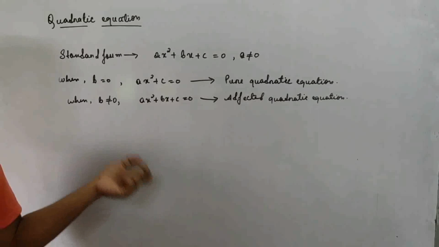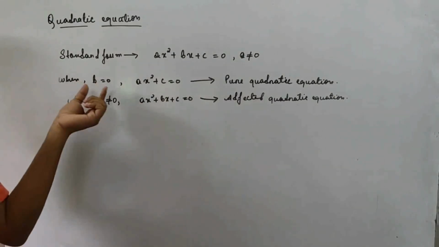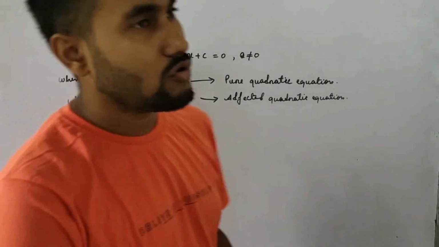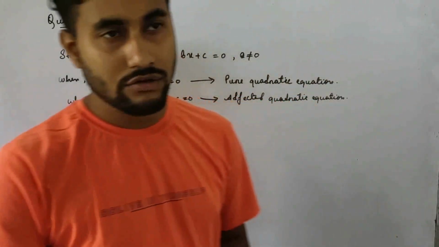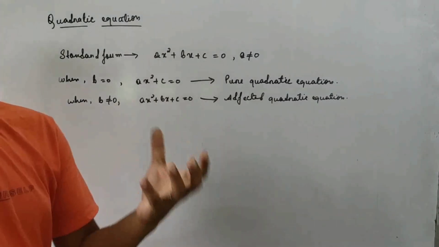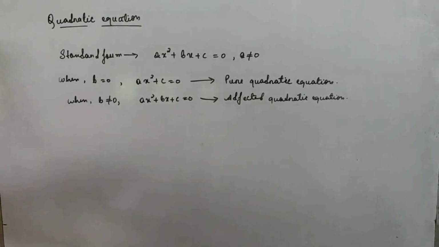So a one mark question may come in pure quadratic equation: what is the coefficient of x? So what will be the coefficient of x? It will be 0. Like that, a one mark question may come, or write the pure quadratic equation, write the adfected quadratic equation. In adfected quadratic equation, b is not equal to 0, means coefficient of x is not equal to 0. So this type of question may come for 1 mark in the multiple choice question part.